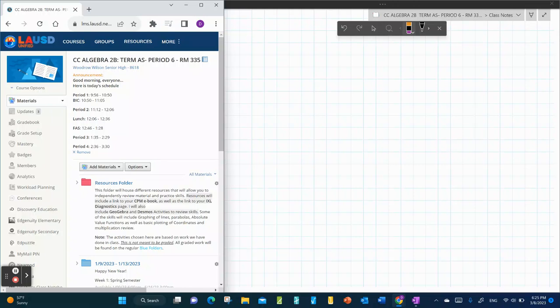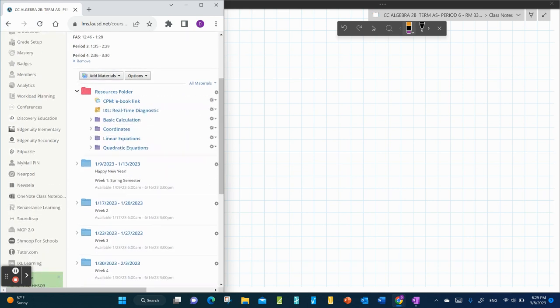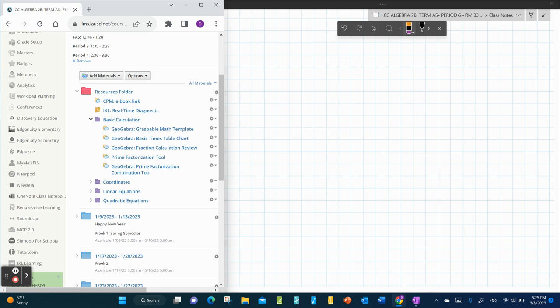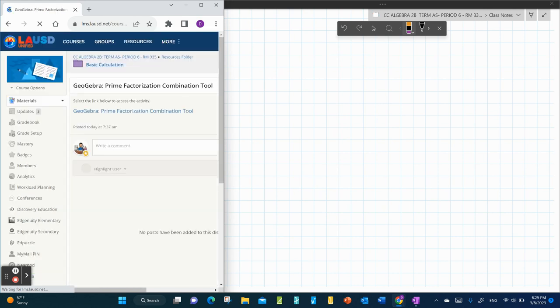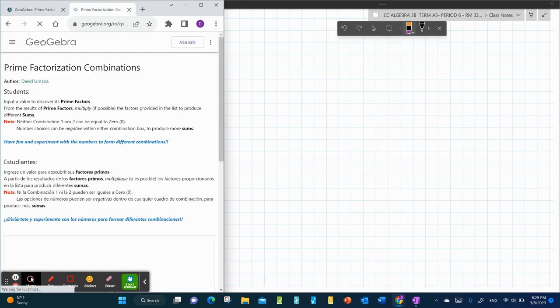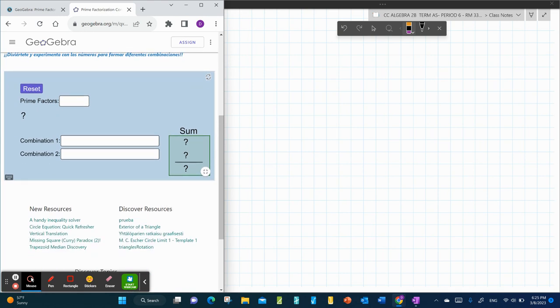All right, so today I'm going to review a little bit about today's lesson. To do that, let me remind you, we go to our red folder, we select basic calculation, and we're going to pick the last choice, GeoGebra prime factorization combination tool. I click on it, I open it, continue. Here are my instructions, but in reality, what I want to do is just start the program.